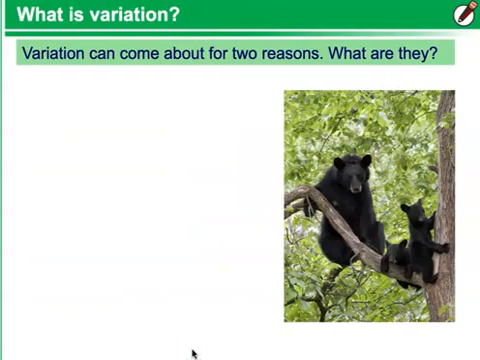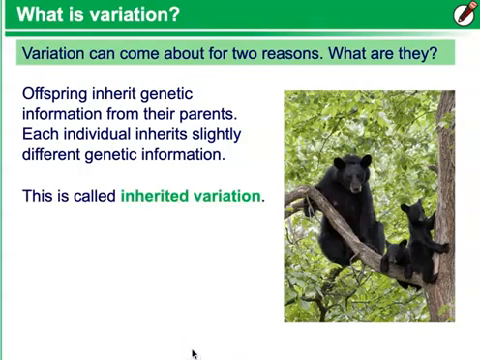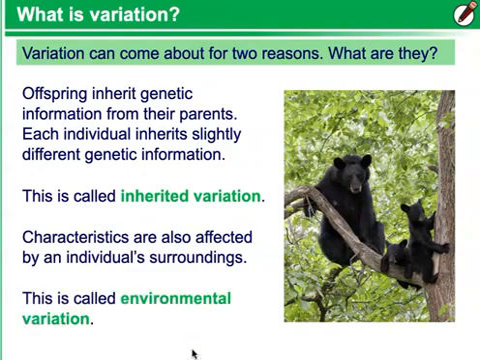So what is variation? Variation can come about for two reasons. Offspring inherit genetic information from their parents. Each individual inherits slightly different genetic information. This is called inherited variation. Characteristics are also affected by an individual's surroundings. This is called environmental variation.